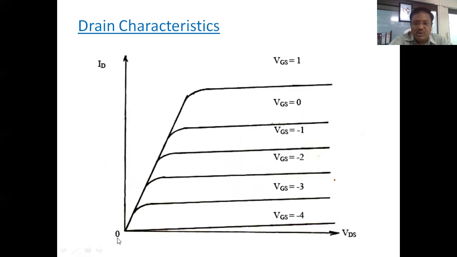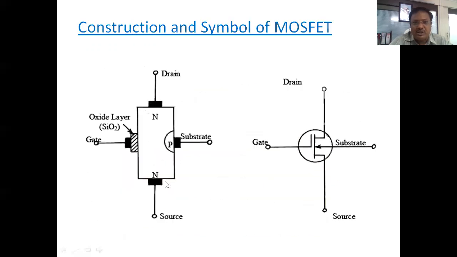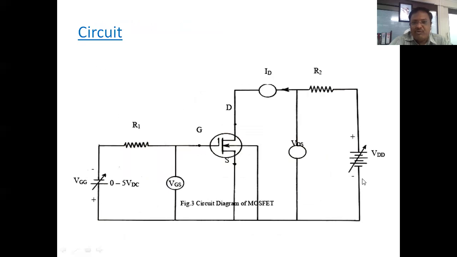So VGS equal to initially 0. This is actually a depletion MOSFET. So a depletion MOSFET is also called a normally on MOSFET. It can be turned on at VGS equal to 0, but an enhancement MOSFET will never turn on at VGS equal to 0. Okay. So as your VGS is equal to 0, the initial condition, then we are increasing the value of VDD. So observe the voltage VDS and current ID.